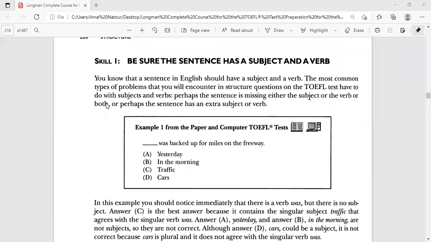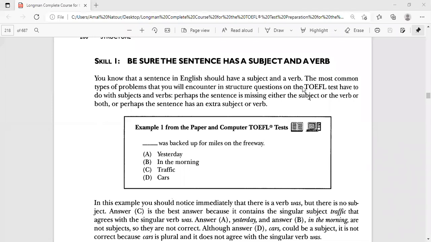Some sentences have more than one verb or more than one subject, and we have to know where the subject is and where the verb is in each clause or each sentence. Sometimes the sentence has two clauses, three clauses. Each clause must have a verb and a subject. Today we're going to start with the sentence with one subject and one verb.